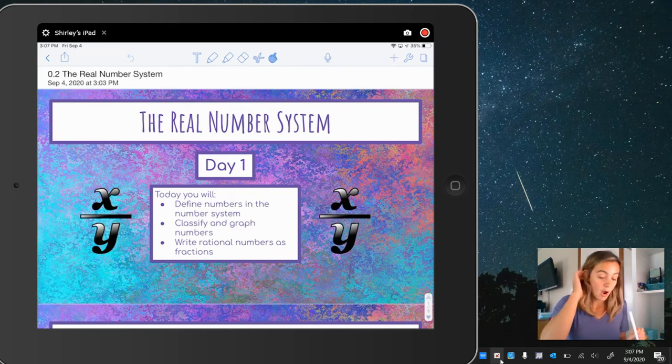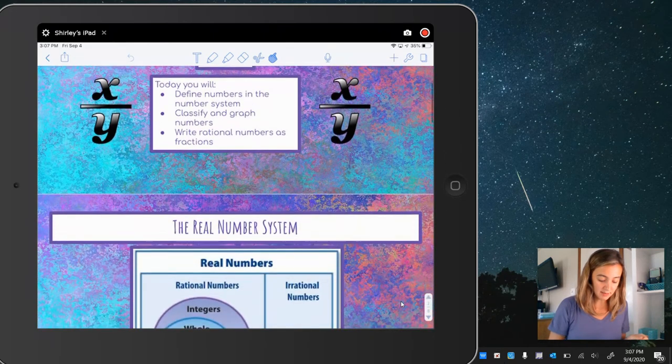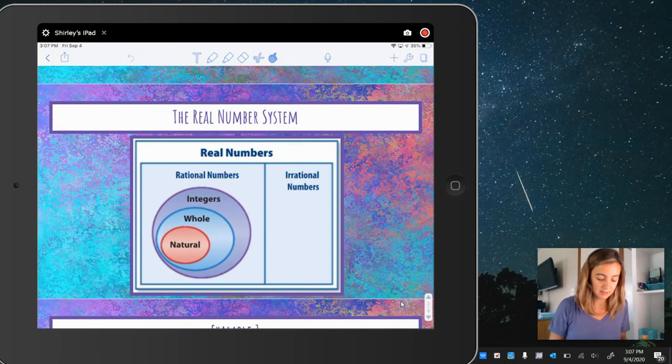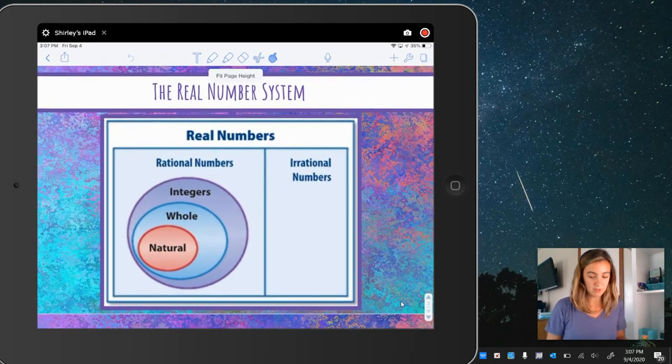Okay, so our first unit is about the real number system. So we're going to be talking about defining numbers in the number system, classifying and graphing numbers, and then writing what is known as a rational number as fractions. Okay. So if we go ahead, here's our first section, talking about the real number system.